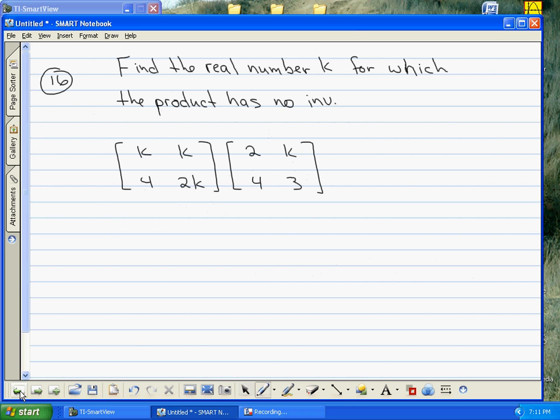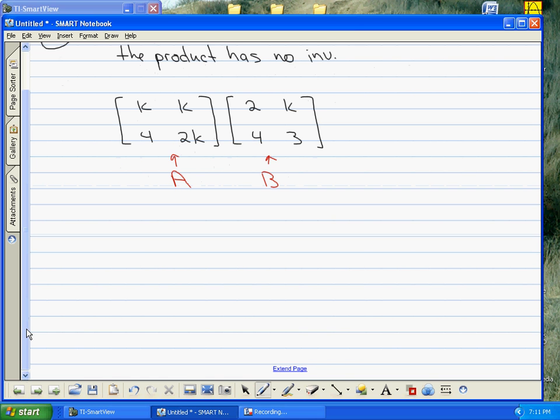Well, using some shorthand, I'll call this matrix A and this matrix B. The determinant of A times B, written in absolute value, factors into the determinant of A times the determinant of B. So what I'm saying is, I want to know when the determinant of A times the determinant of B equals 0.